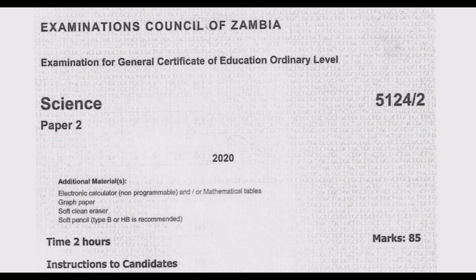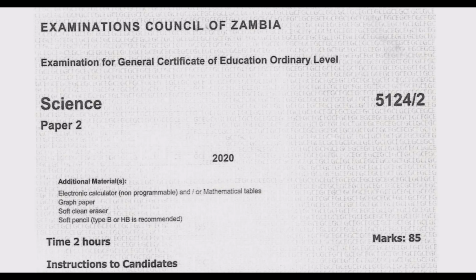Welcome, viewers, to the first episode in a series of 11 episodes that are going to focus on the 2020 GCE Science Paper 2, which is Chemistry. So we are going to start with section A, where we are going to look at this section critically.